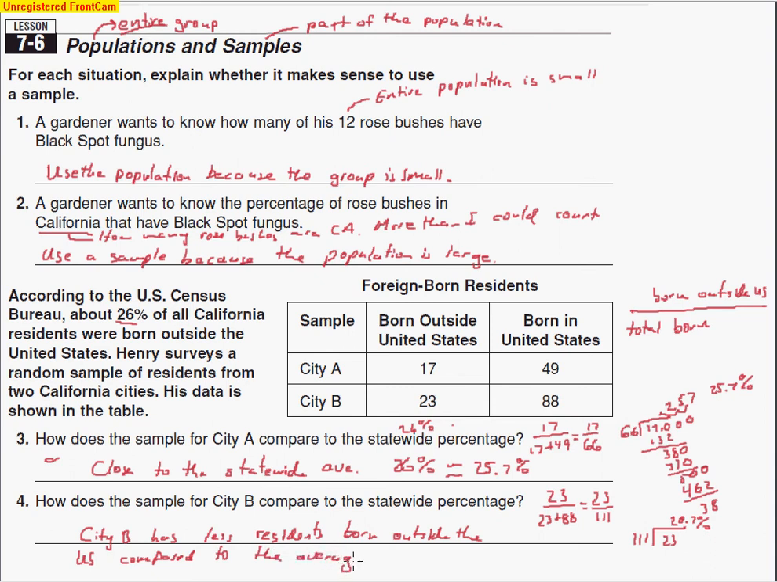So again, the key is, when dealing with samples, a sample represents a part of the population, where population is the entire group of individuals. So part 2, we'll go over some more problems that you'll see on tonight's homework.